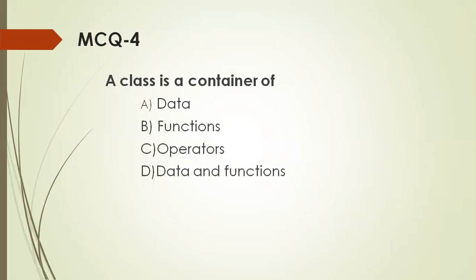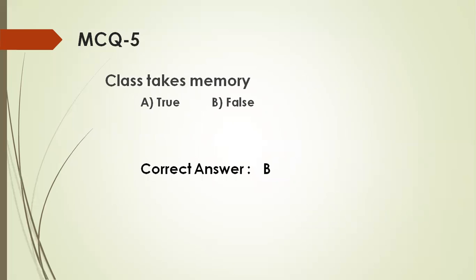A class is a container of dash. Any class you take includes two parts, data and function. Data are considered the member data. Functions are considered the member functions. Data are declared with the access specifier private. Functions are defined under the access specifier public. So a class is a container of both data and function. The correct answer is D. Class takes memory? No, only objects take memory. The correct answer is B, false.